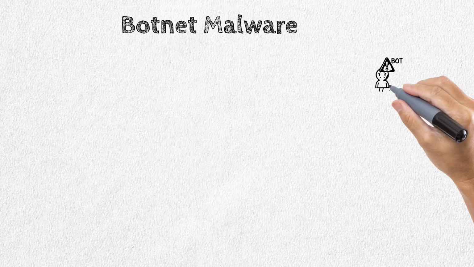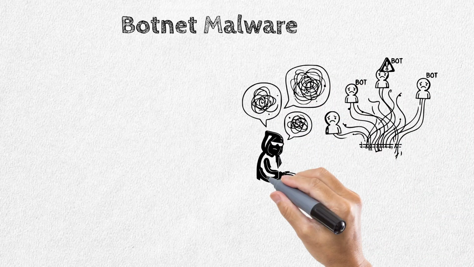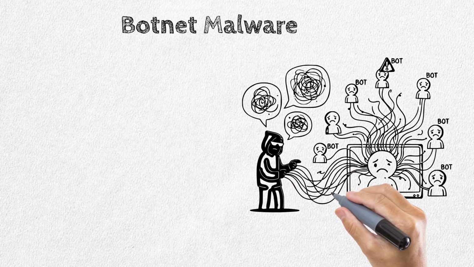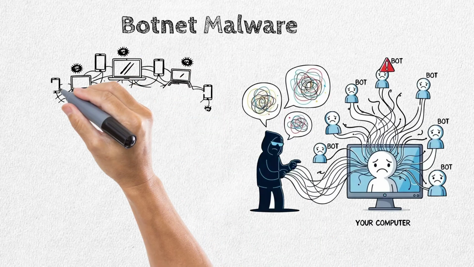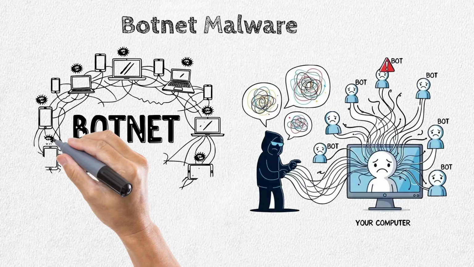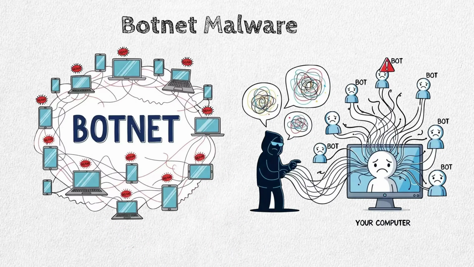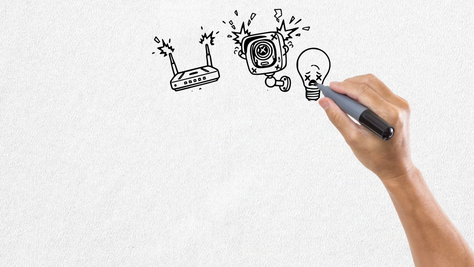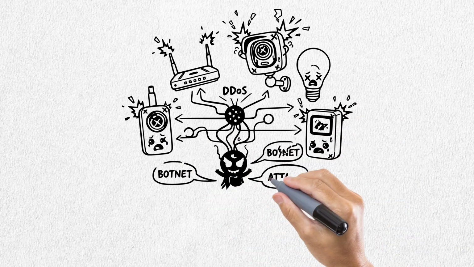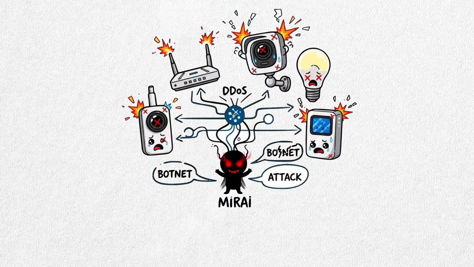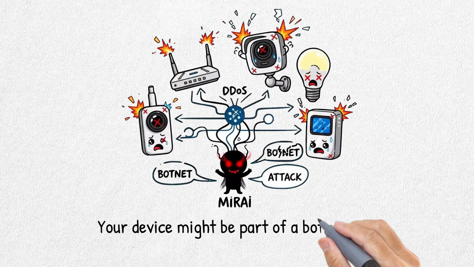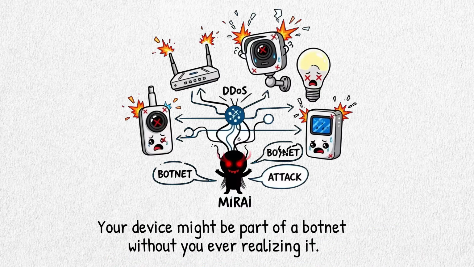Botnet malware. Botnet malware turns your computer into a bot that can be controlled remotely. When thousands or even millions of infected devices are connected together, they form a botnet. A well-known example is Mirai, which infected smart devices like routers and cameras to launch massive internet attacks. Your device might be part of a botnet without you ever realizing it.